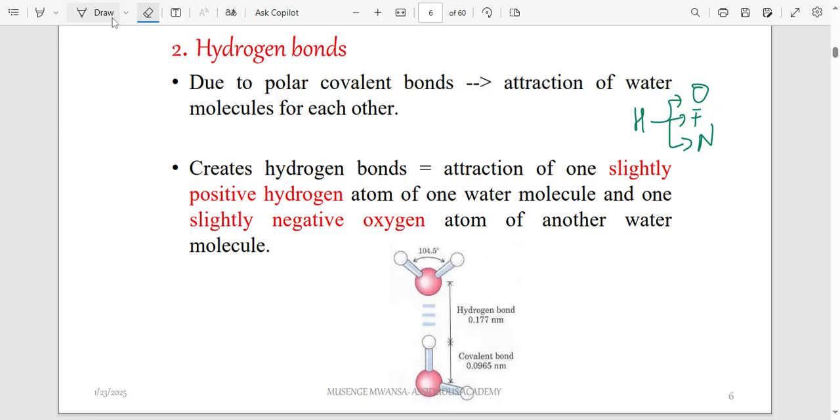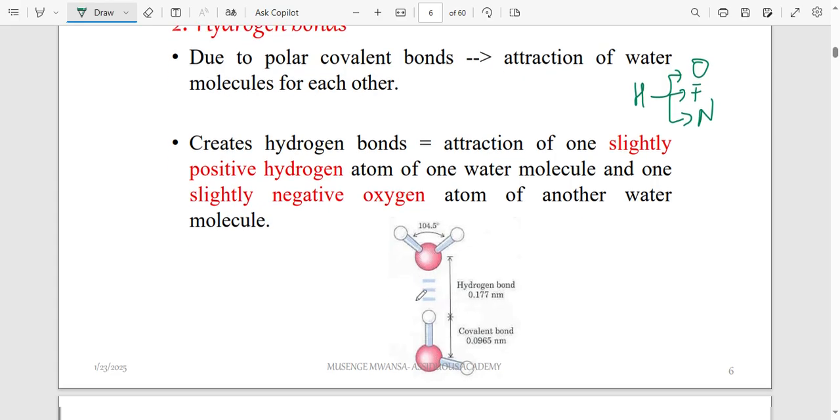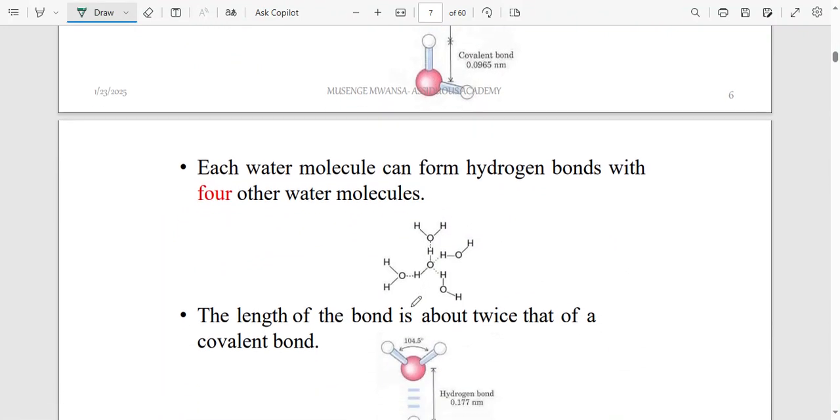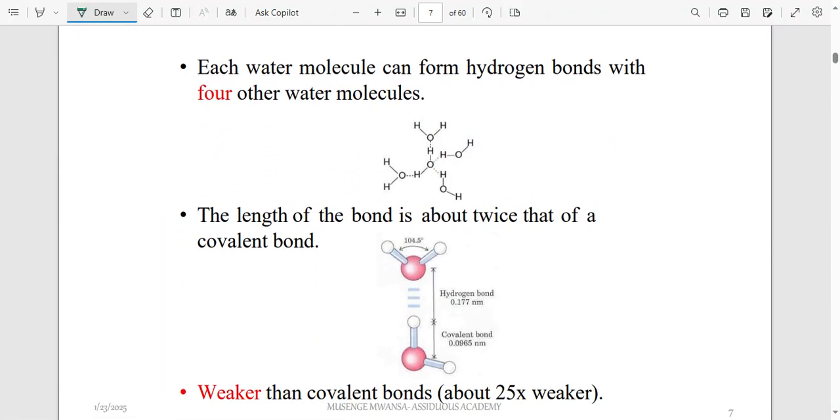These hydrogen bonds are weak, but if they are a lot, they are going to become strong. So hydrogen bonds are weak, but because there are a lot of them, they end up becoming strong, and these are the ones that hold water. That's why you can't have one water molecule at a given time. They always move together because of a lot of hydrogen bonds.